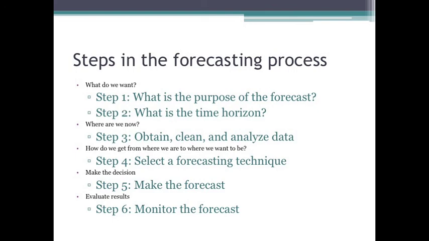So, remember, forecasting is just another form of problem solving. It's just that the steps are tailored a little bit for the situation. Remember, in any problem solving, first you define what you want, then you figure out where you are now, and then you figure out how you get from where you are to where you want to be. You make the decision, and then you evaluate how well you did.